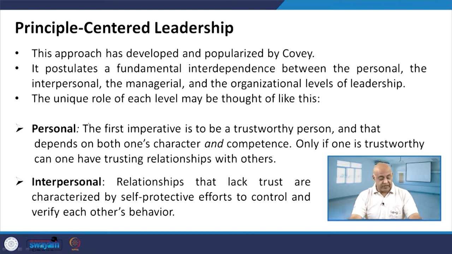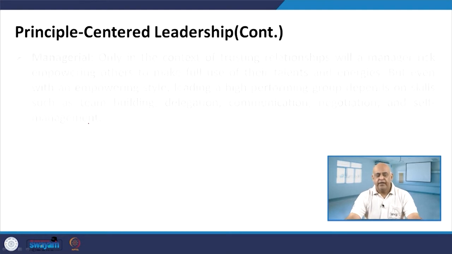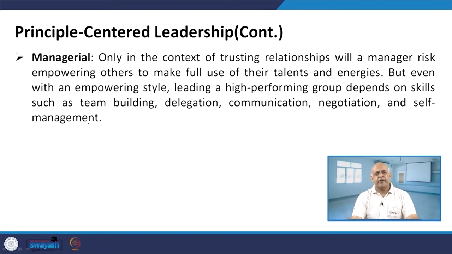Only if one is trustworthy can one have a trusting relationship with others. Interpersonal relationships that lack trust are characterized by self-protective efforts to control and verify each other's behavior. Right, and whenever we talk about leadership, trust is required. But whenever there is a lack of trust, what will happen? The leader will try to control, right? And this approach of trying to control others will create chaos in the team building.